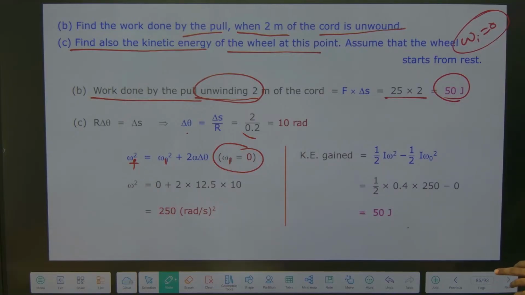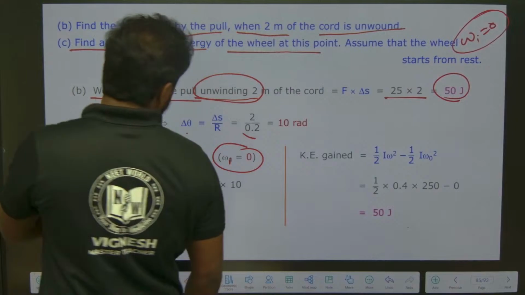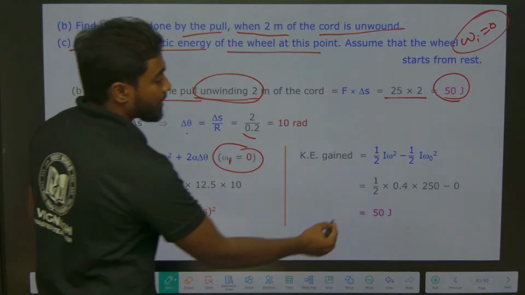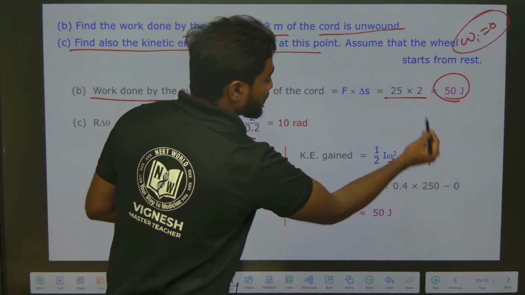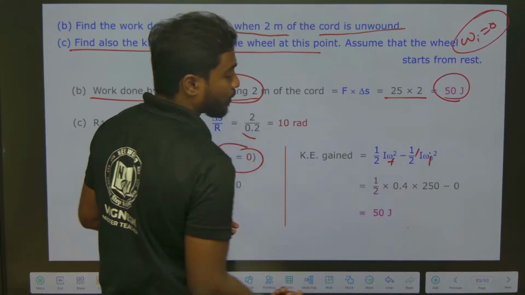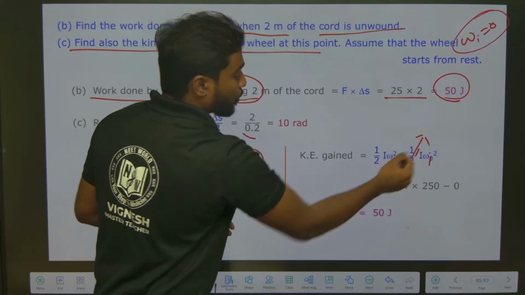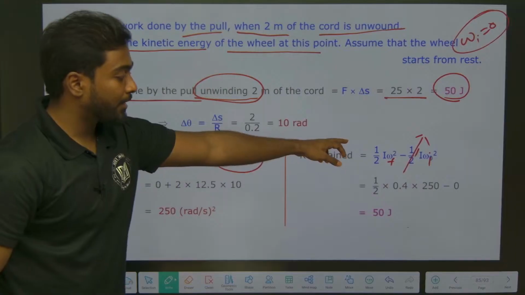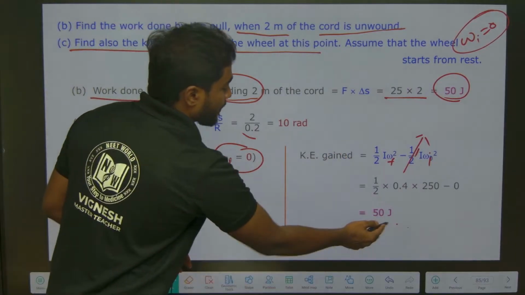From that, kinetic energy is the change in kinetic energy: half I omega square minus half I omega naught square. This is final and this is initial. Initial is obviously 0, so I can neglect it. Only the final I need to find. So it is 50 joules.